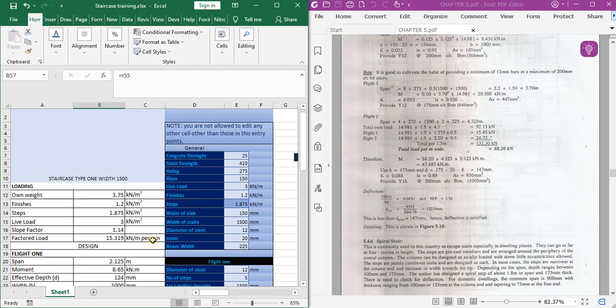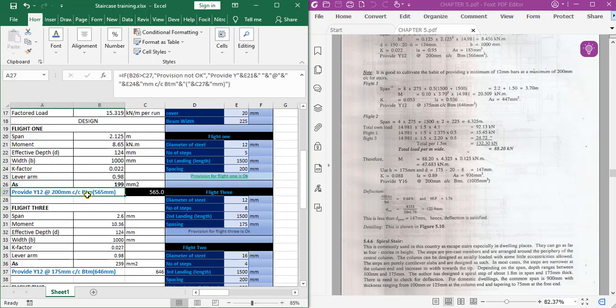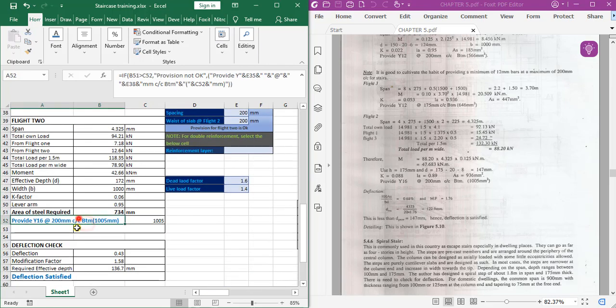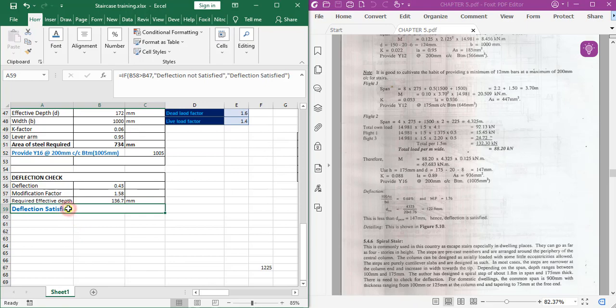I will be bringing other types of staircase and other designs of different panels so that you can see and use them. It's handy even when you have software to sit down and start modeling. I don't use software to design staircase. I use my template, put in these parameters, and then go to the detailing. Pick this value, this value, and this value. Then check deflection is okay, use the provision and the spacing, and it works perfectly.